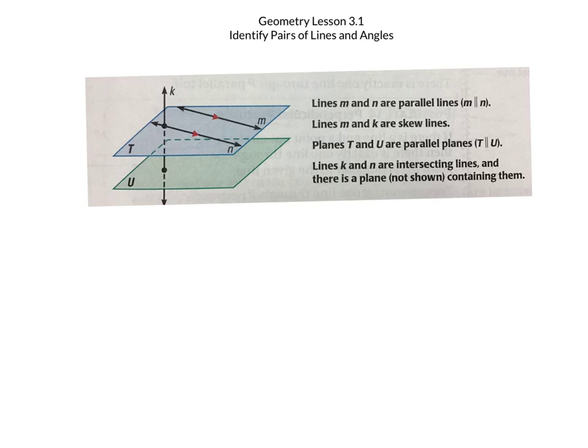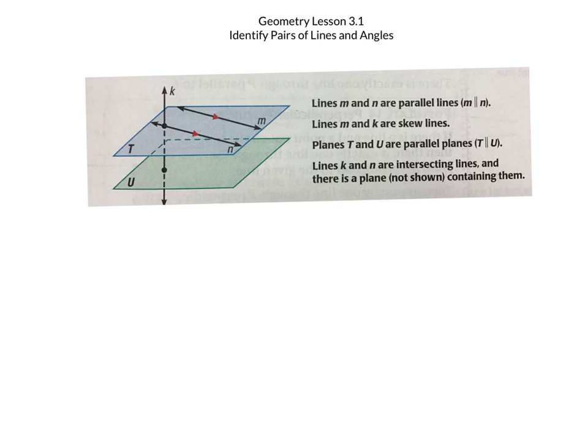Somebody explain what a skew line is. Skew lines do not intersect and are not coplanar. So when you're looking at this diagram, which two lines would be considered skew lines? They're not on the same plane and they never intersect. So you would have to choose this one that's going vertical, and then the M, because N does intersect. You see how it intersects? So the two skew lines would be M and K.